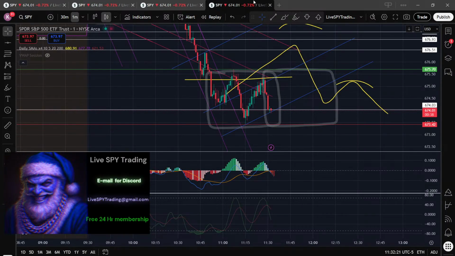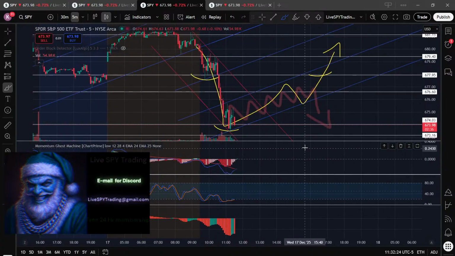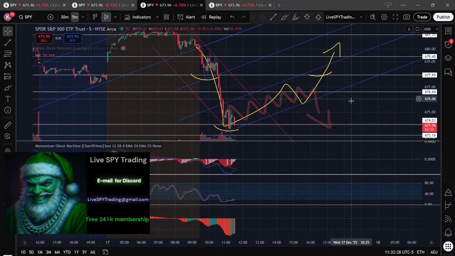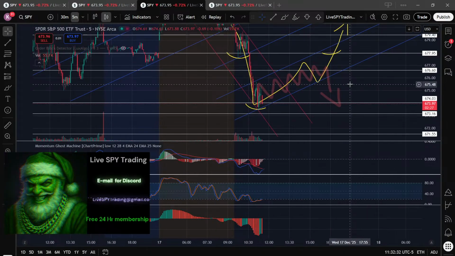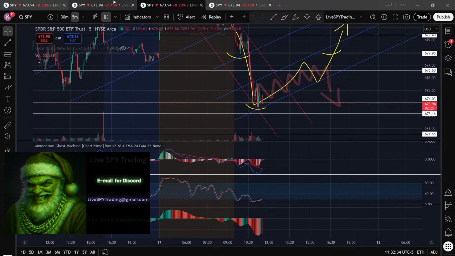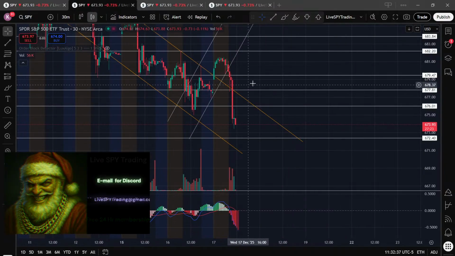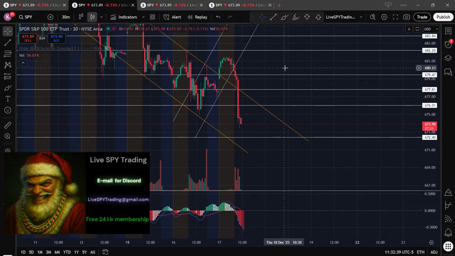Let's look at higher time frames. On the 5 minute, we're below the water. We might be going through a weak bull cycle for continuation down. On the 30 minute, we got room for the down. We still got room.